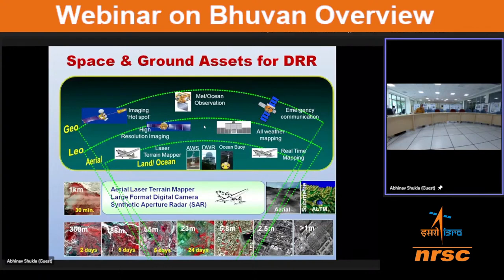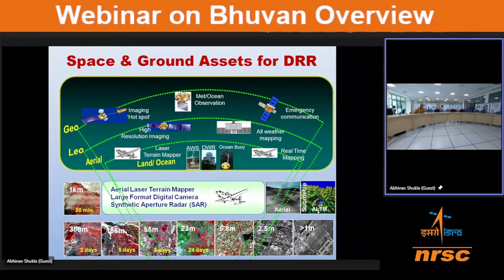So these are the space-based and ground assets for disaster risk reduction. I believe you must have come across this slide somewhere during this training. So if you see, right from the times when our space program initiated, we had data of 1 kilometer resolution. 1 kilometer spatial resolution means you'll be able to see only the objects which are having the dimensions of 1 kilometer by 1 kilometer. And from those times, we have come up to a level where we are able to identify the objects which are less than 1 meter in size as well. So these are sub-meter level, pixel level information that you have right now.